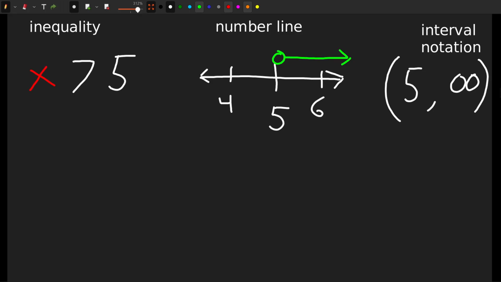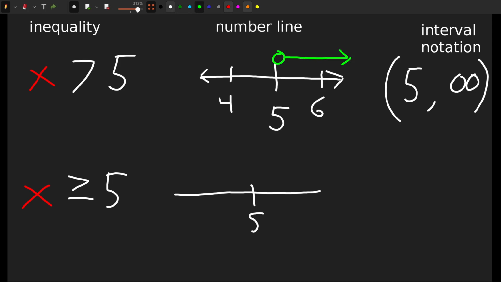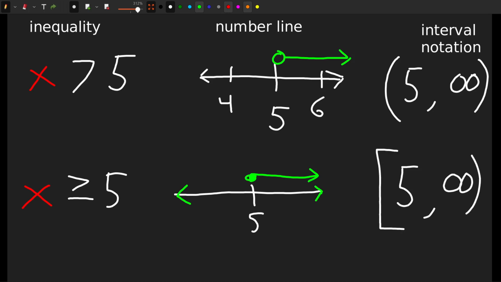Another example is, suppose I have x is greater than or equal to 5. Now in this case, again, I have 5 as my number line, but now I have a closed circle, and I'm going to positive infinity. Now my interval notation is going to change the most. I'm going to have 5 and infinity just like the previous one, but 5 is now a closed bracket because I can reach 5. I can be 5 or anything greater than it.